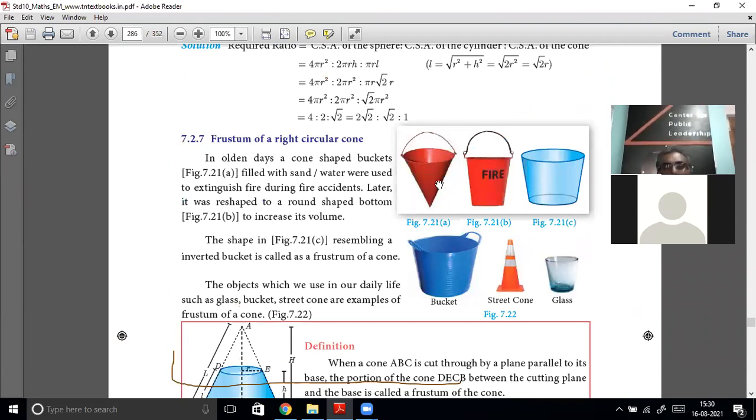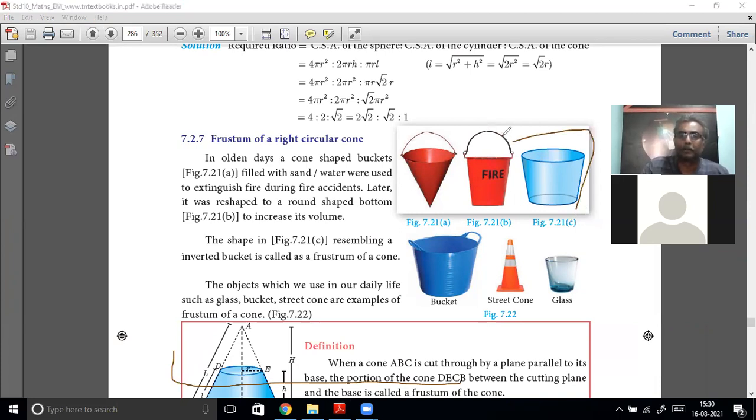Okay, now look at the frustum. A frustum is nothing but what you have seen in olden day cinema theaters. If you go, you will have fire buckets like this, red color they will have on the sidelines. Or an ordinary bucket, some tub. Take some bucket like this. This is an example of a frustum.